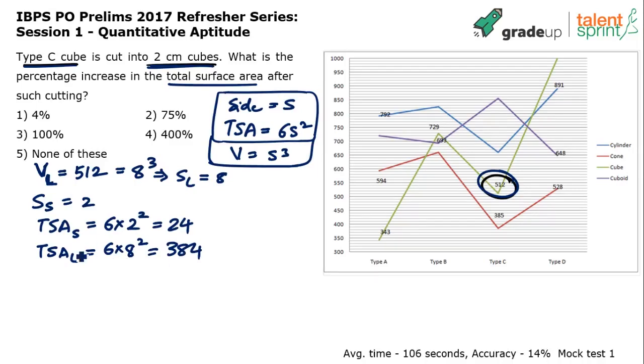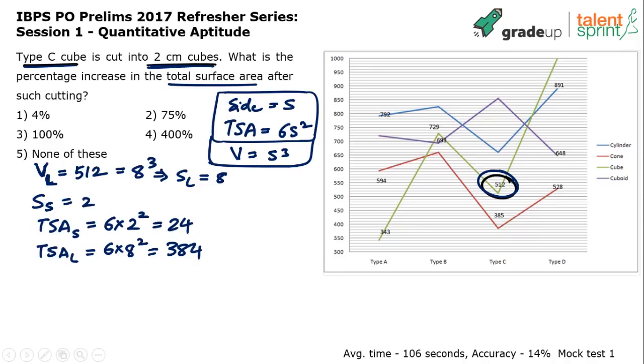This is what I was referring to, right? When I said you should be able to do calculations mentally, you should not put pen on paper for finding out 6 into 8 square. 8 square is 64. 64 times 6 comes out to be 384. So we have got the total surface area of the larger cube. We have got the total surface area of each of the smaller cubes.